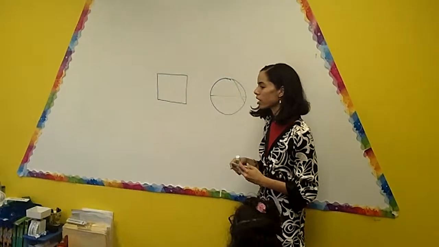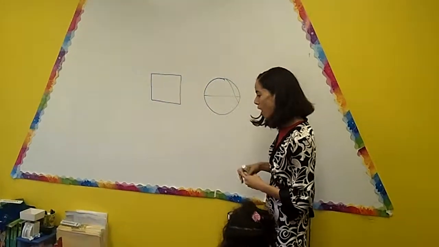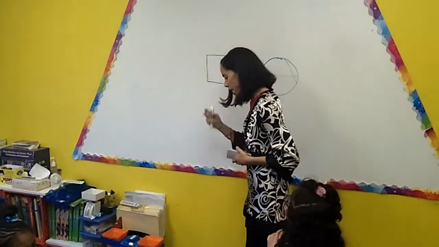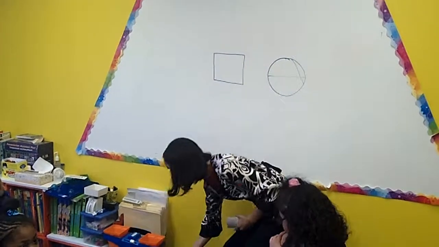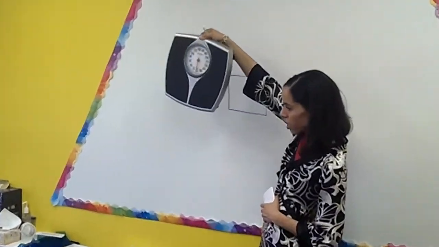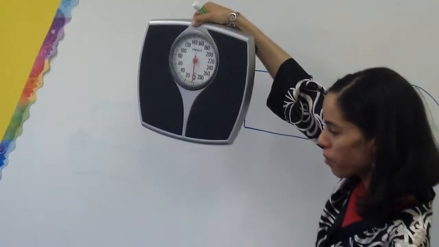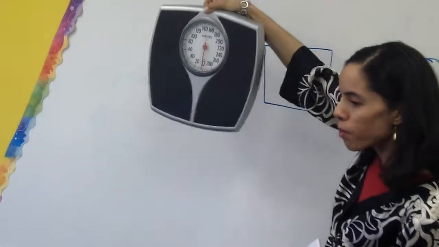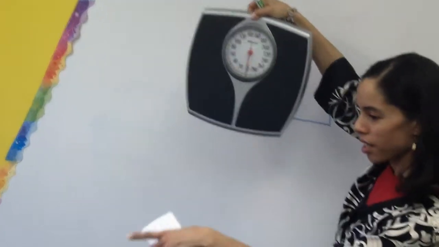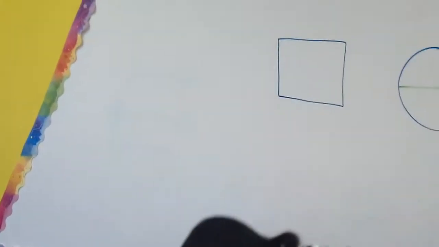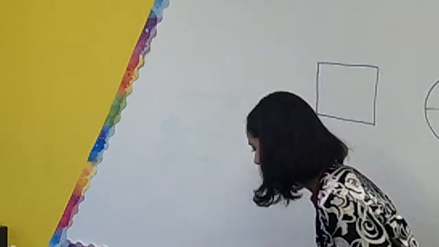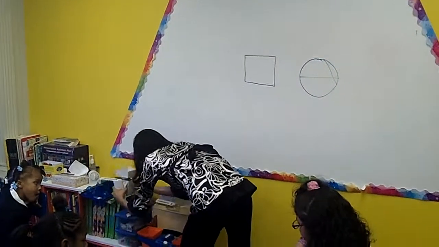Now, not only do we know about measuring how long something is and measuring the distance around something, we also learn about how much something weighs. And class, what is this? A scale. Very good. Do I measure big things or little things? Big things. And what units of measurement do I use? Pounds. Very good.